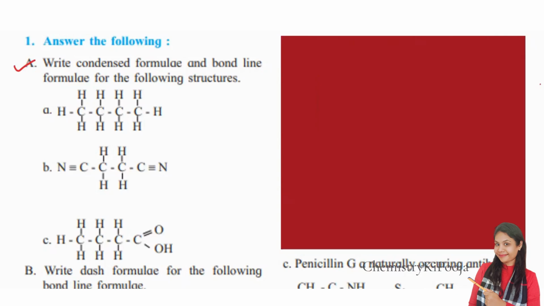First question: write condensed formulae and bond line formulae for the following structure. Now the structure is given to us. We need to write down the condensed formula. So let us quickly start writing.